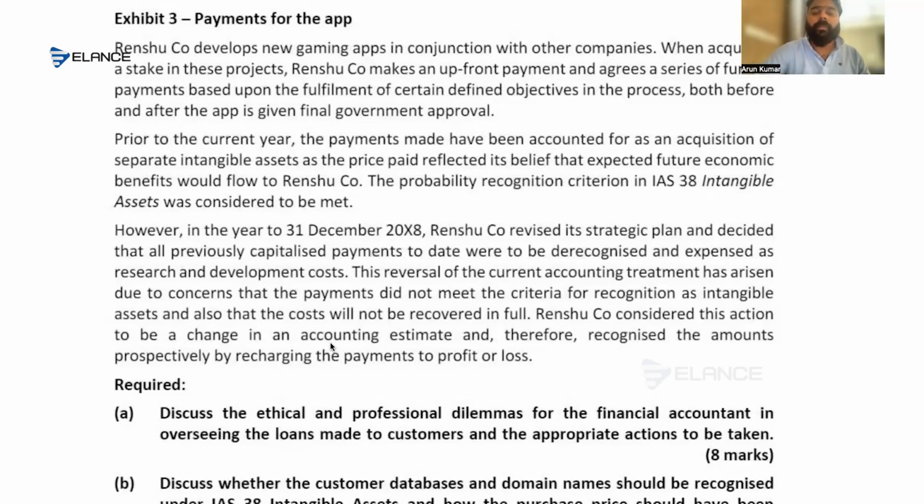Is it clear, everyone? But what they have done here, they have accounted for it as an accounting estimate. So again, knowledge of IAS 8 applies there. So what is IAS 8? Change in accounting policy, estimate, and prior period error. If it's a change in estimate, we will make the changes prospectively, that is from the date of change to the future. But if it's a change in accounting policy or a prior period error, in that scenario, we have to make the changes retrospectively. That's the knowledge we have to apply here.